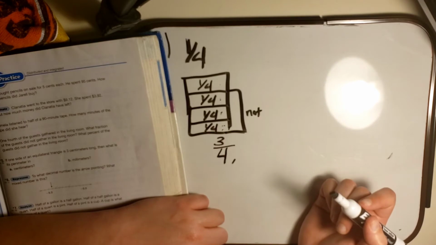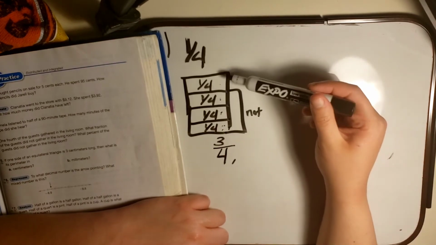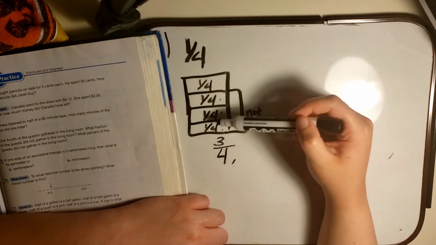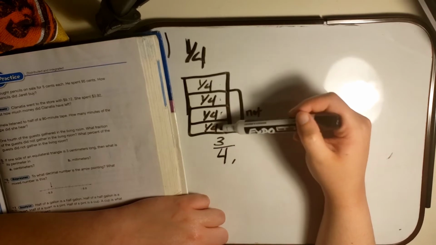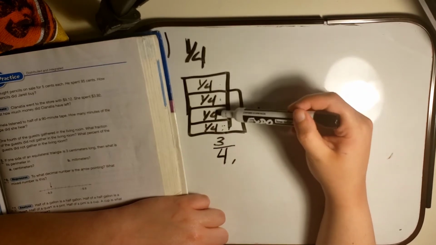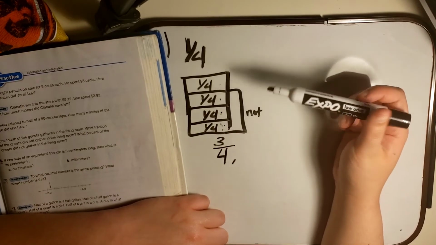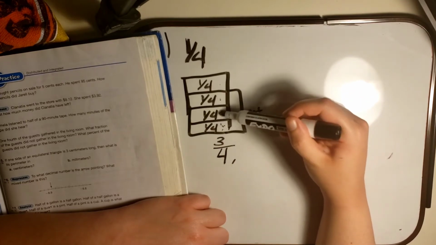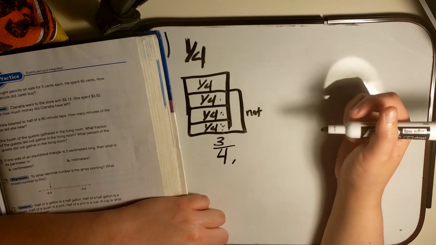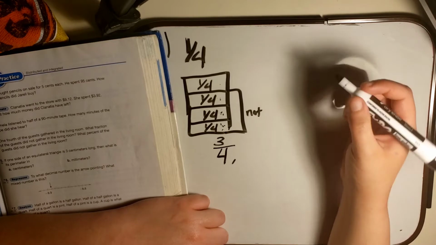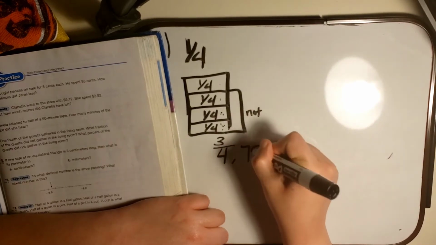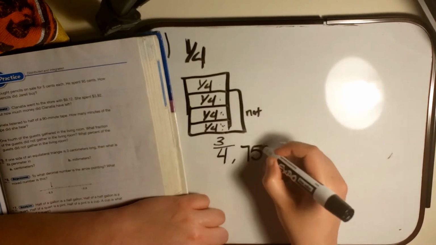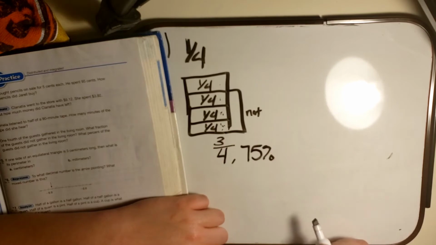Now percentage-wise, if you think in quarters, because that's kind of how we do it with 4s, if you have 4 quarters, you have $1. What if you only have 1, 2, 3 quarters? How much money do you have? 75 cents, but we're doing percentage, and that is your answer.